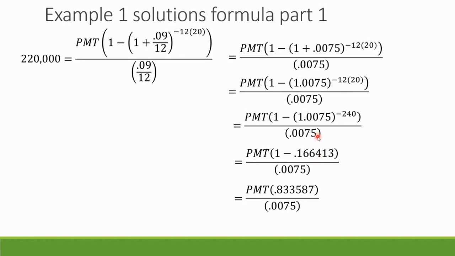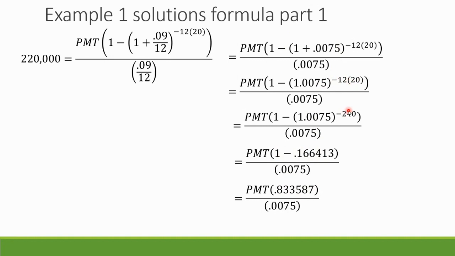That's good. Then we do 1 minus that, and we end up with this. So again, it's just taking one piece at a time, so to say. You do the innermost parentheses first. You handle the exponent.